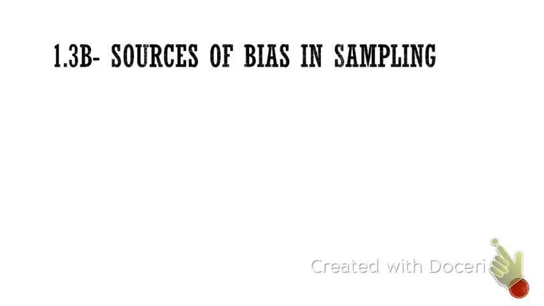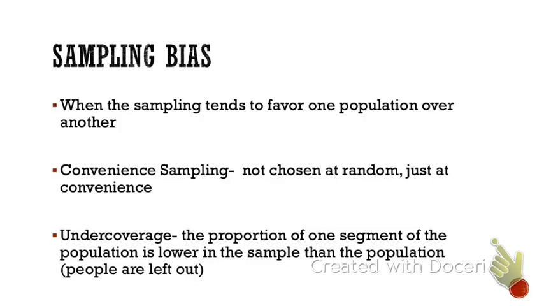Today we're going to talk about sources of bias in sampling. So what can cause our sampling to be skewed? What can skew the data? What can create bias? And when do we just need to throw the data out because of the bias that has occurred? So the first type is sampling bias.